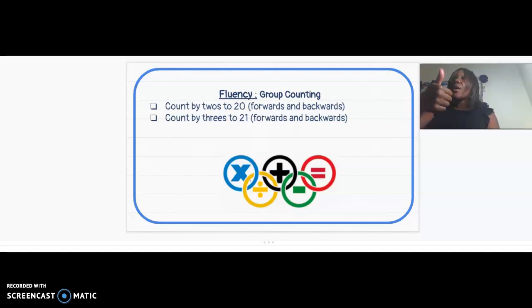Ready, and go. 2, 4. Awesome. Watch my hands. We should have stopped at 12. Ready, go. 14. Awesome. We should have stopped at 20.